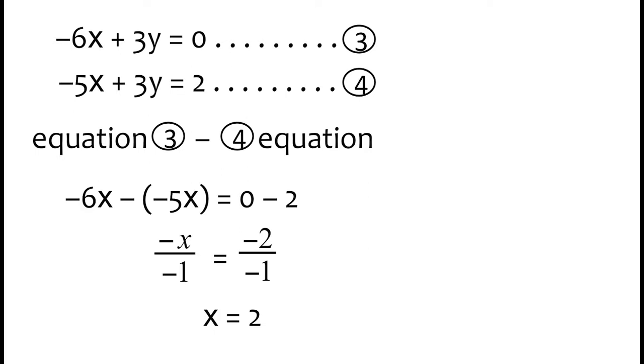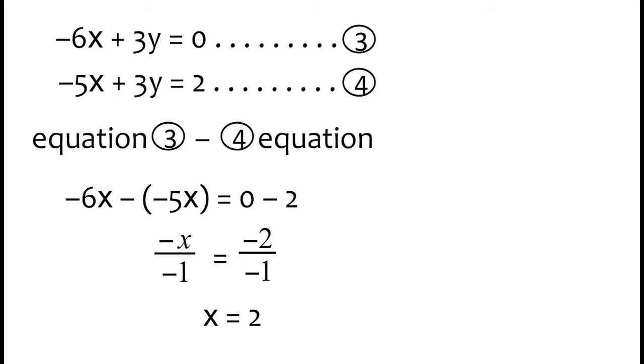So I now have minus 6x plus 3y equals 0, equation 3, and minus 5x plus 3y equals 2, equation 4. You can now see that the signs of the balancing term, which is y, are the same. So we have to subtract the equations. So equation 3 minus equation 4. You can also do equation 4 minus 3, you are also arriving at the same answer.